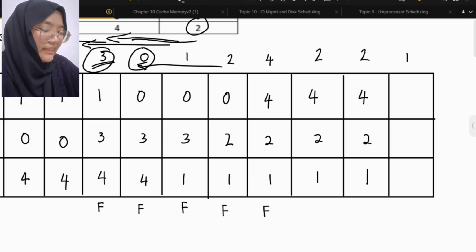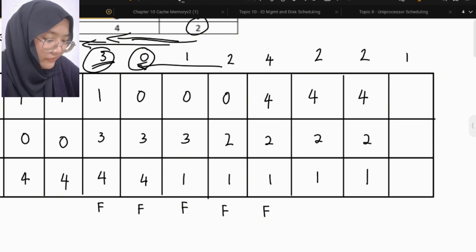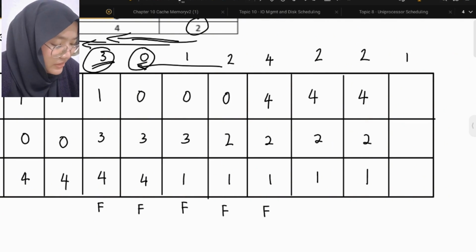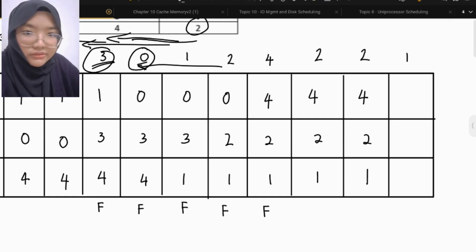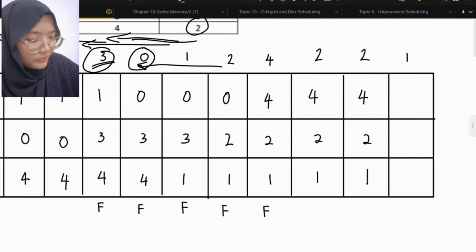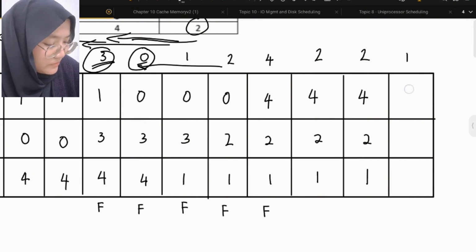And we look at the last one. The last one is page number 1. And you can see in our memory we already have number 1. So nothing happens, we just write all this back down.